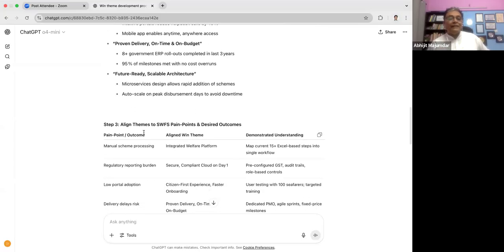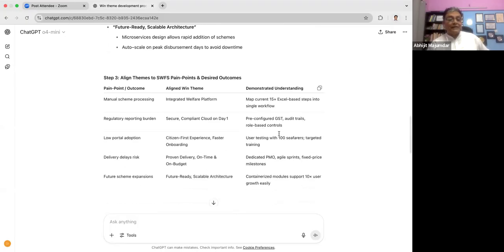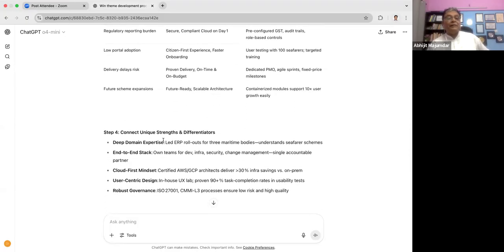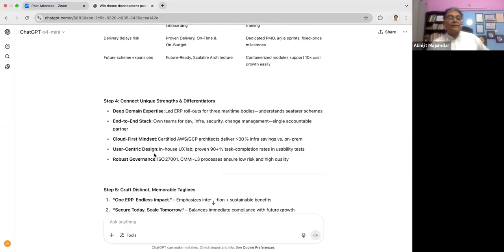Okay. Now align the win themes with the pain points and desired outcomes. So now it is taking each pain point, the aligned win theme, and how you can demonstrate understanding. Okay. Connect the unique strengths with the differentiators. So deep domain expertise, end-to-end stack, cloud-first mindset, user-centric.